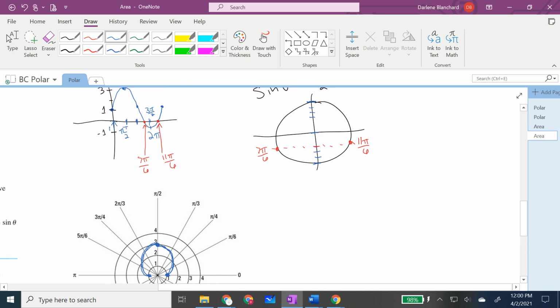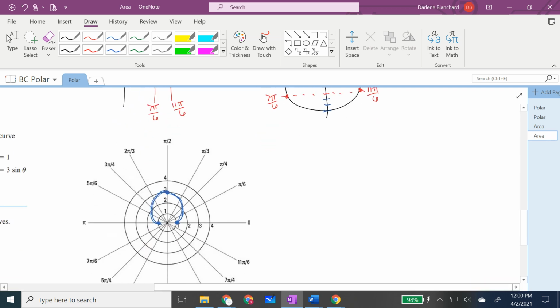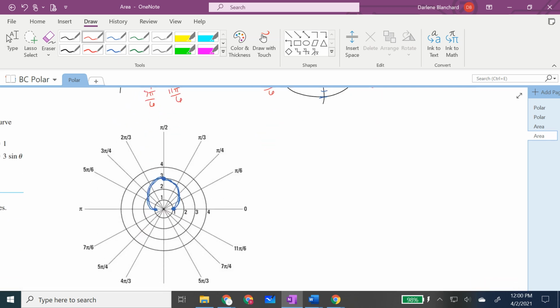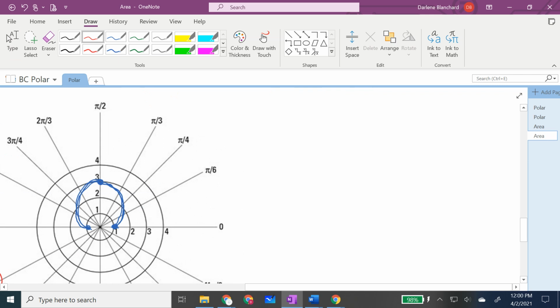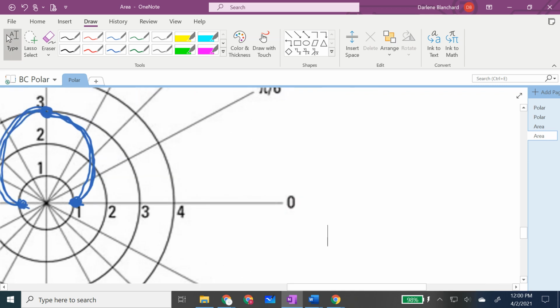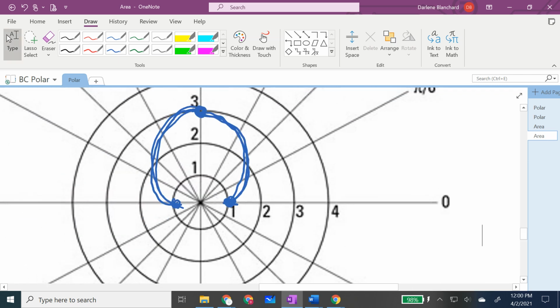Then, as I go from pi, the first thing that happens is I spiral into the pole by the time I reach 7 pi/6. So 7 pi/6 is where it gets sucked in. Now, trying to graph this, I need to zoom in a little bit.